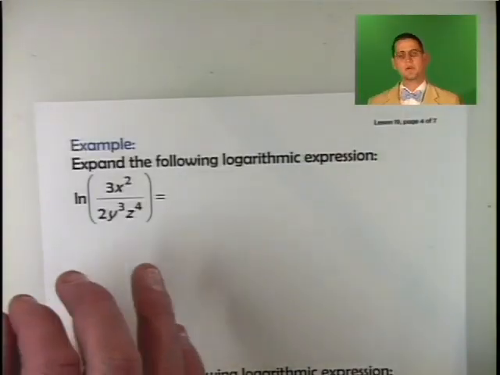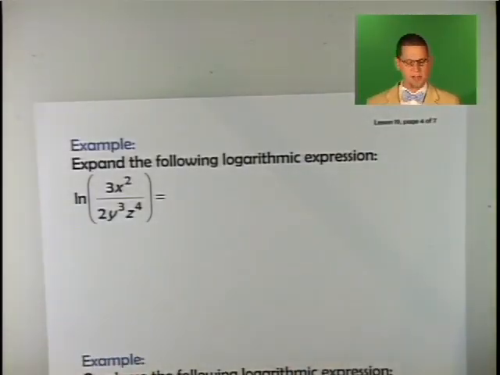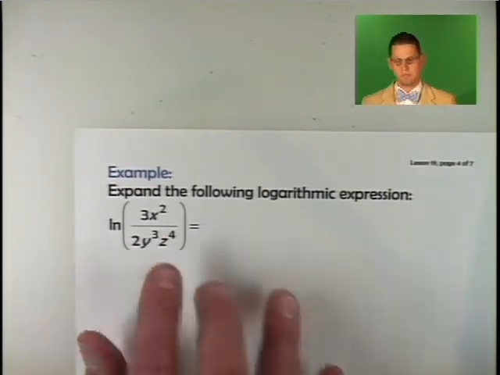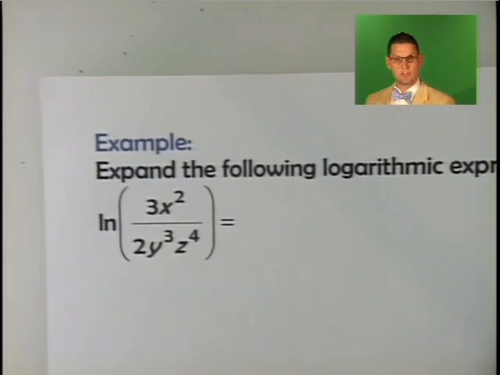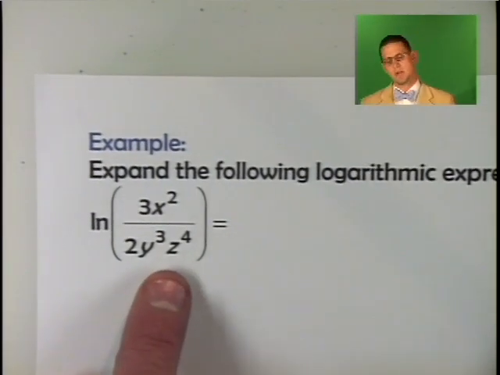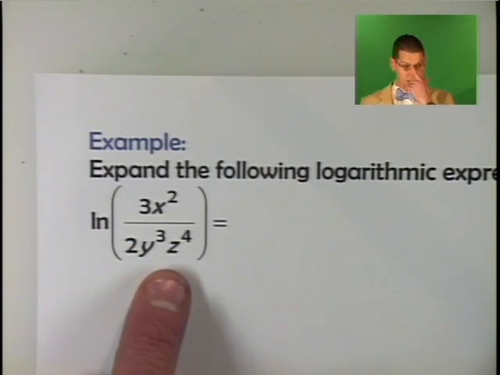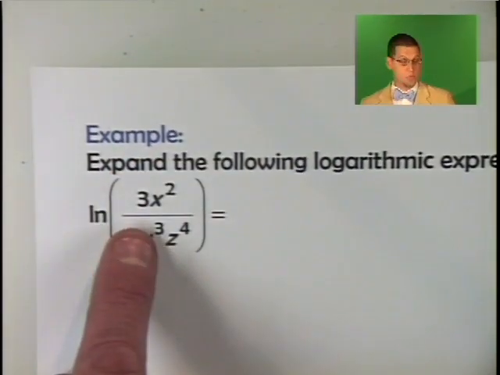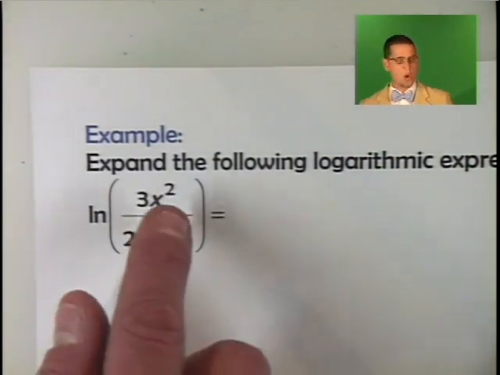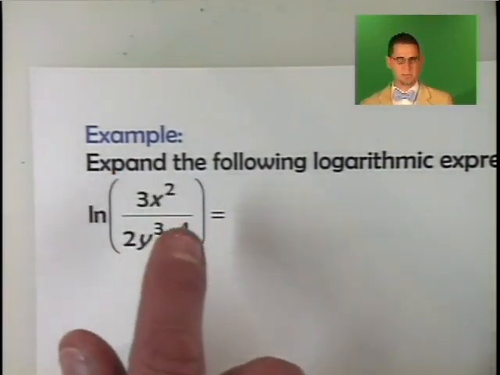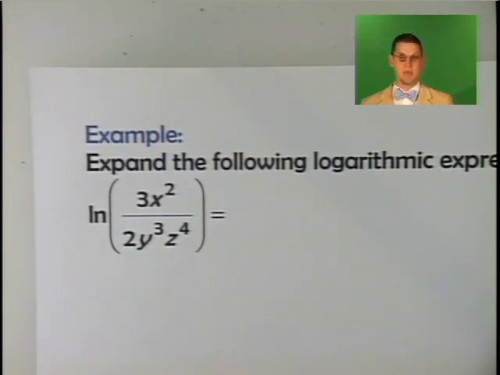All right, so let's go ahead and start using some of these properties in combination with each other. Here we have an expression. It's the natural log of 3x squared over 2y cubed z to the 4th. Oh my goodness, that looks pretty ugly. One of the nice things about the properties of logs is working with this directly will be kind of difficult, okay? But I can turn this ugly quotient with multiple products and exponents into something that's just a string of terms, each having their own log.